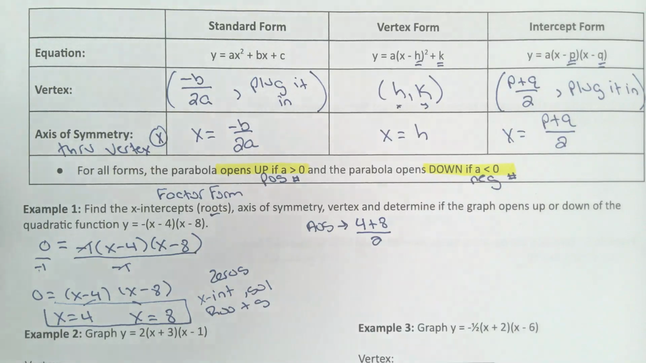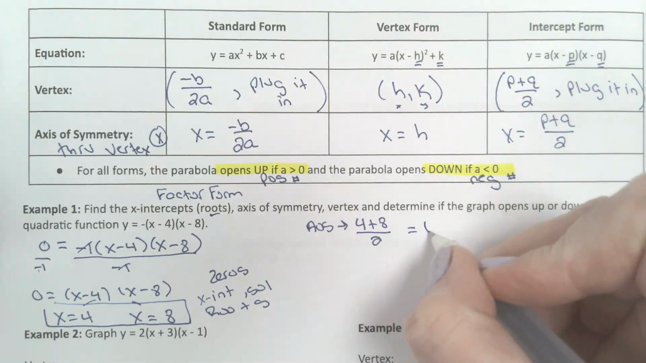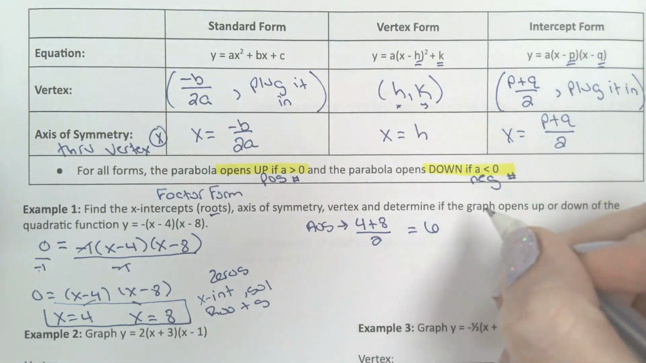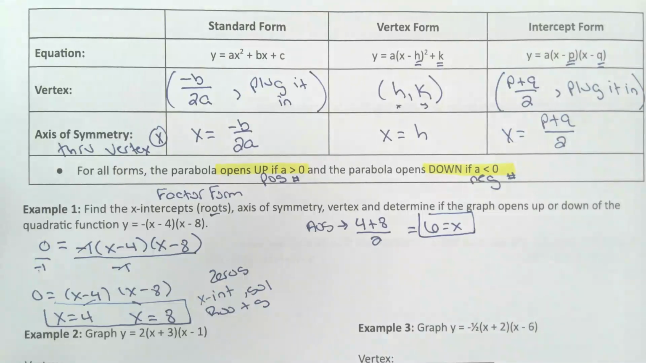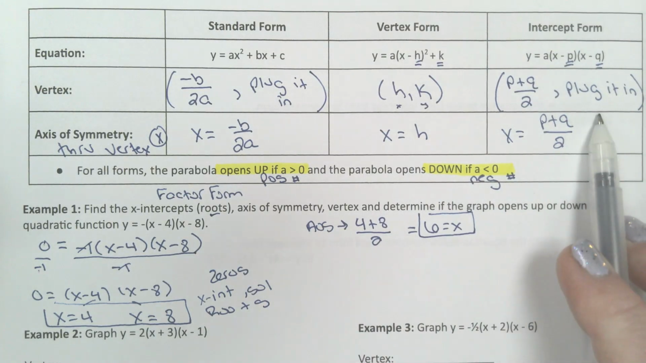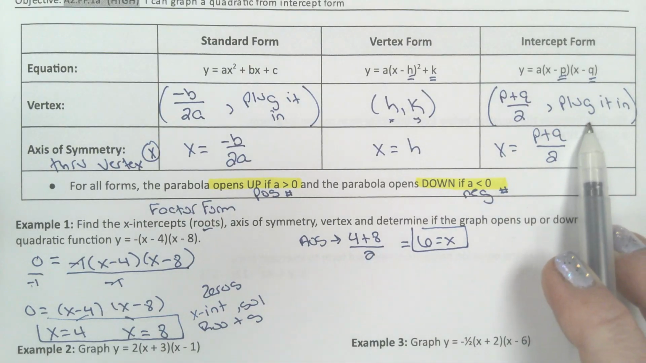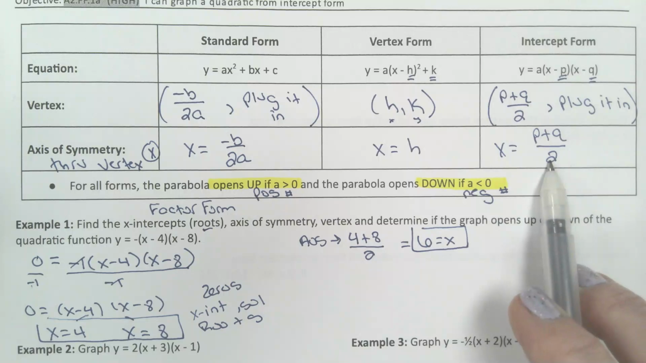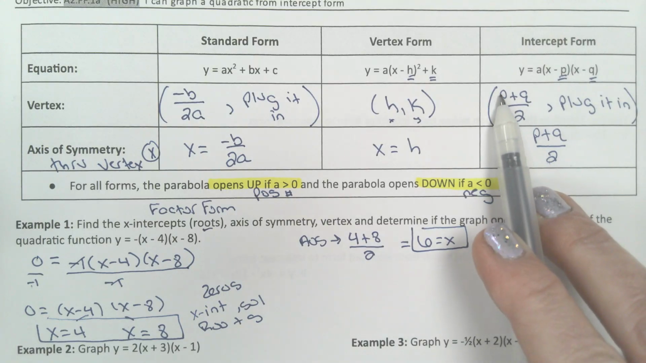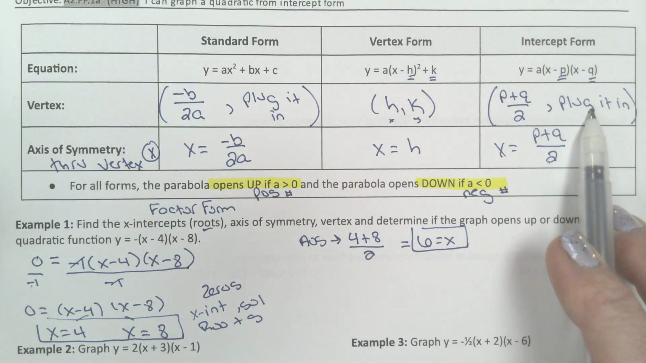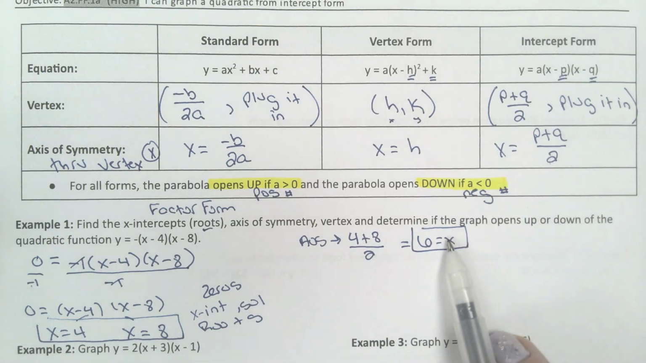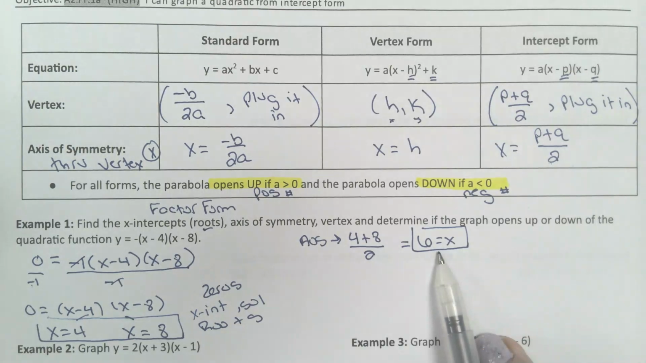All right, so 12 divided by 2 equals 6. So you have an axis of symmetry at x equals 6. All right, so now I want to find the vertex. So right here, the axis of symmetry and the x of the vertex are the exact same thing. To find the rest of the vertex, right here it just says plug it in. So this says plug 6 in for x.